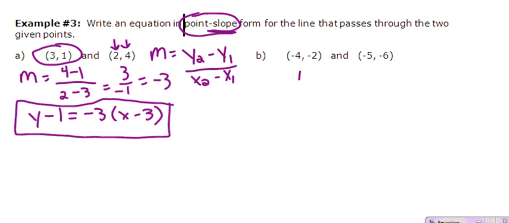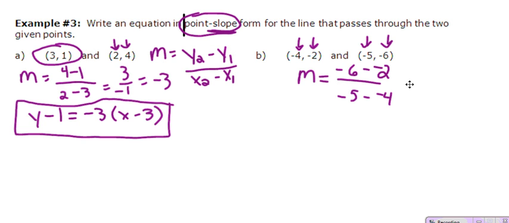So B, same thing. I have to find the slope first. So y2 minus y1. So negative 6 minus negative 2 over x2 minus x1. So negative 5 minus negative 4. So I have lots of negatives here. Minus negative 2 makes plus positive. Negative 6 plus 2 is negative 4. Negative 5 minus negative 4, minus a negative makes plus a positive. Negative 5 plus 4 is negative 1. Negative 4 divided by negative 1 simplifies to positive 4.